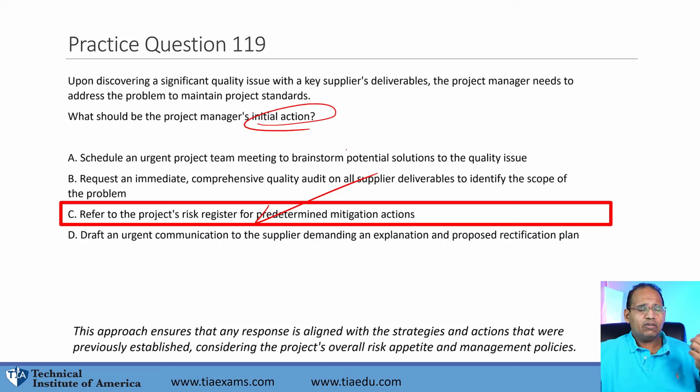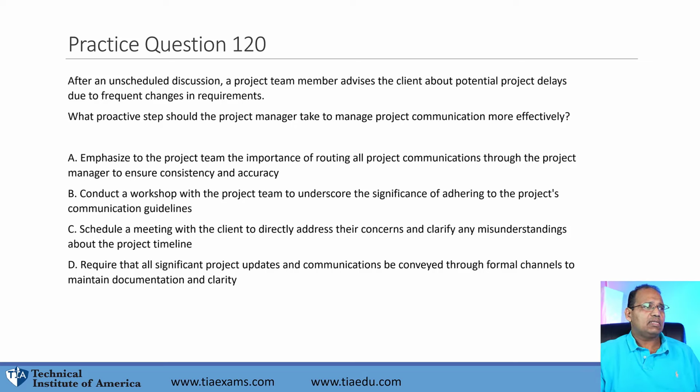An urgent team meeting, although I like A, I like B. First of all, D, never do anything like demanding an explanation. You never want to be negative, so I would have eliminated that. A and B are good actions, but you want to do C first. Then maybe do A and B. So if you got A and B, keep in mind that C should have come first. It's that initial action. Last question, guys.